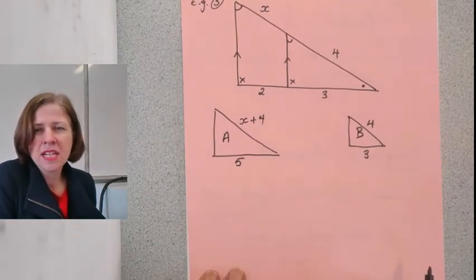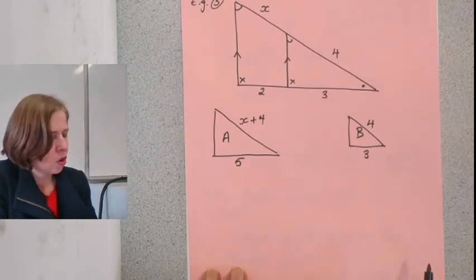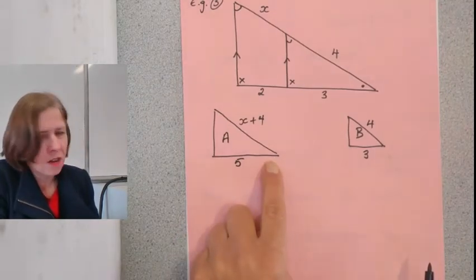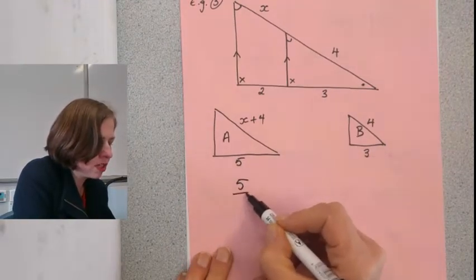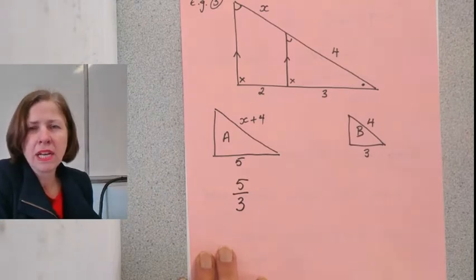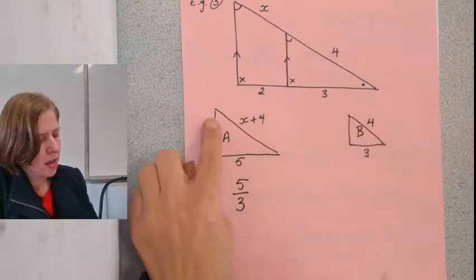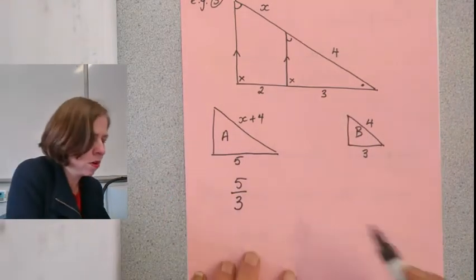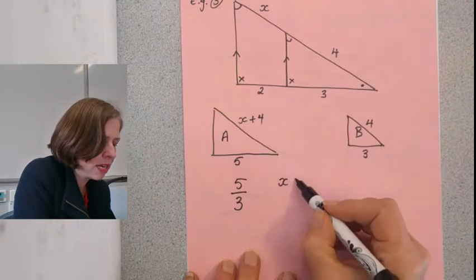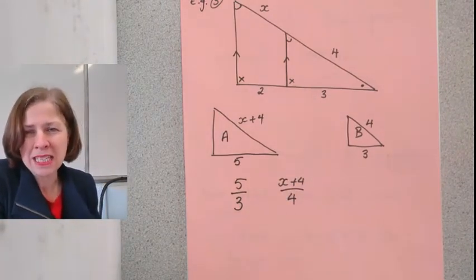All right. So what I'm going to do is go biggest divided by smallest. A is bigger than B. So on triangle A, I've got a 5 and a 3. So the ratio is going to be 5 over 3. And on the longer side, on triangle A, I've got an x plus 4, and on triangle B, I've got a 4. So I'm going to have x plus 4 divided by 4 if I do A over B as my ratio.